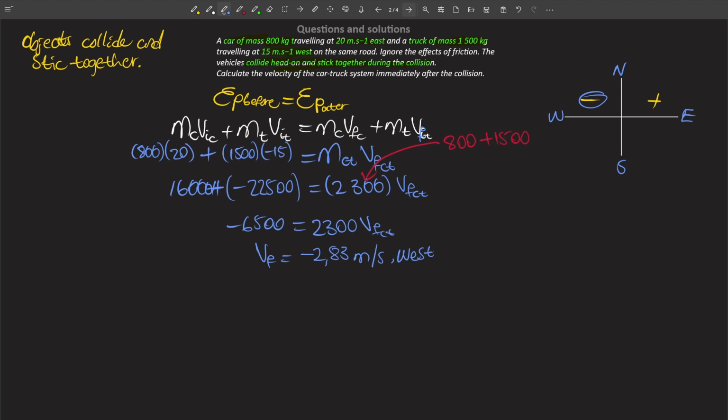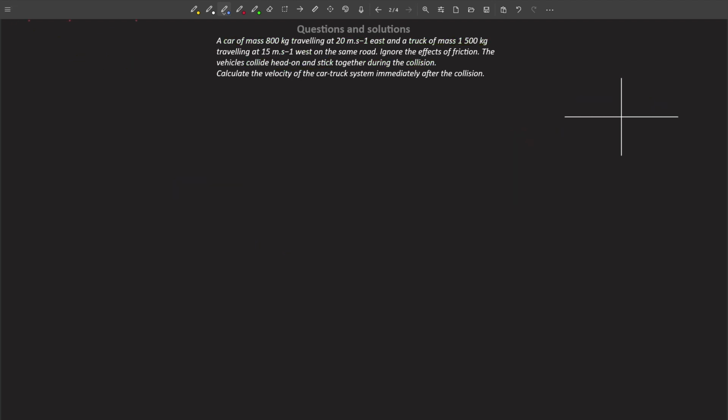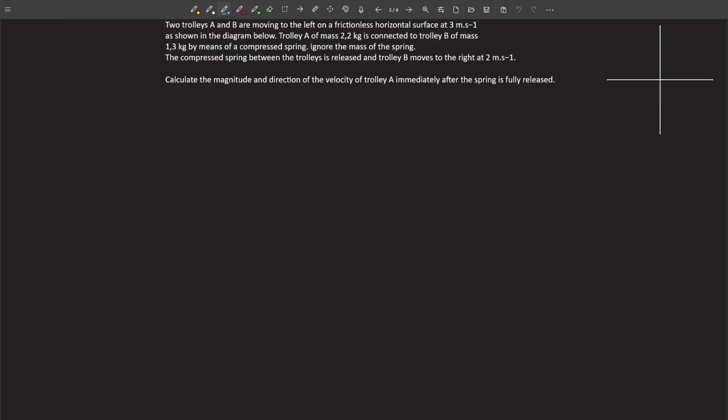Let's now go to the next question. This question was when the objects collide and stick together during the collision. The next question that we are looking at right now is when objects are exploded apart.